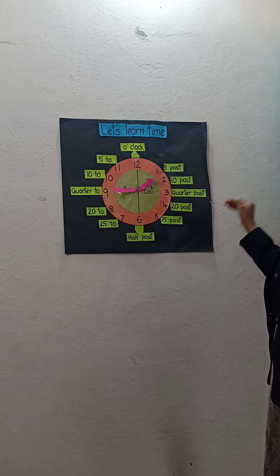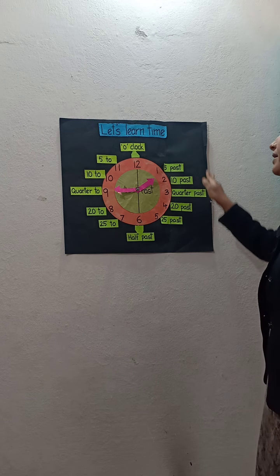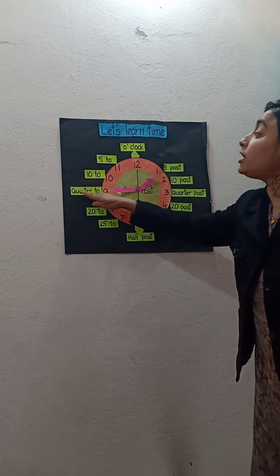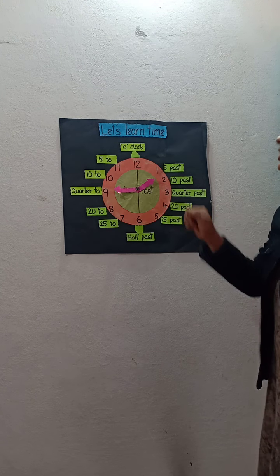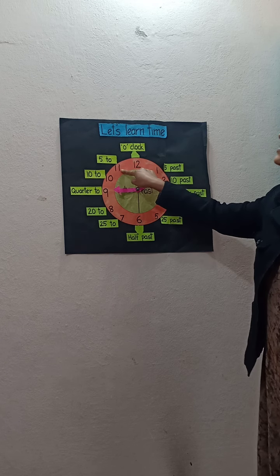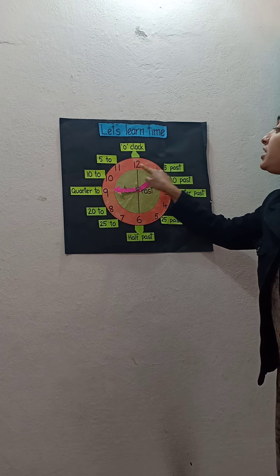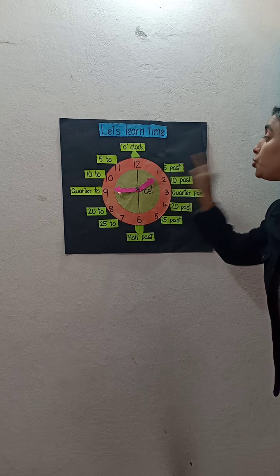And quarter to means what? Quarter past means 15 minutes already passed. And quarter to means 15 minutes left. How 15 minutes left? Let's count. 5, 10, 15. 15 minutes to 2.